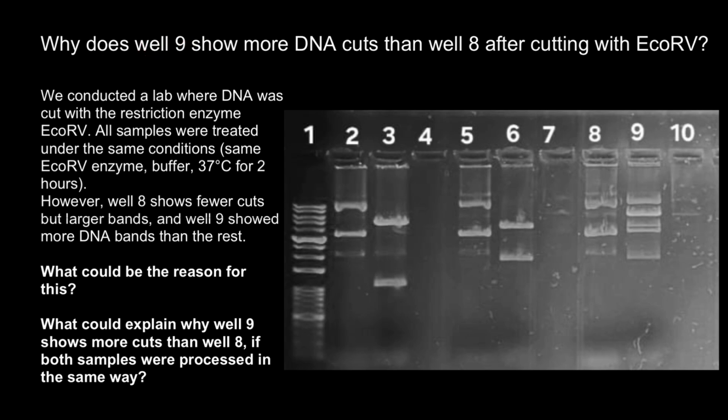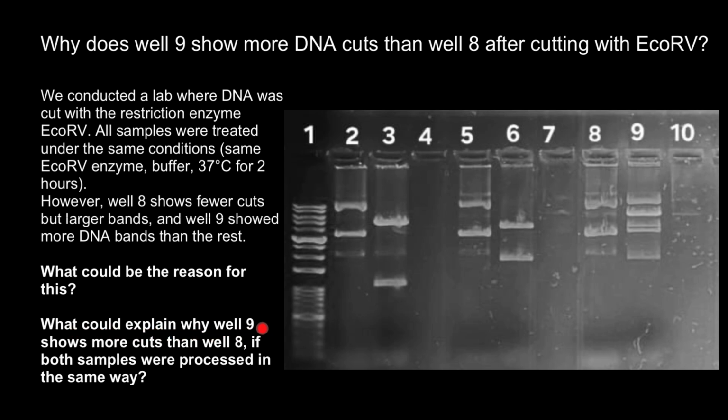Why does well 9, which is here as you see, show more DNA cuts than well 8, which is next to it, after cutting with EcoRV? And here's the question. We conducted a lab where DNA was cut with the restriction enzyme EcoRV. All samples were treated under the same conditions, same EcoRV enzyme, buffer, at 37 degrees Celsius for 2 hours. However, well 8 shows fewer cuts but larger bands, and well 9 shows more DNA bands than the rest. What could be the reason for this?